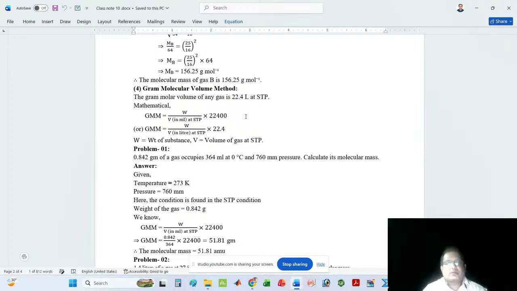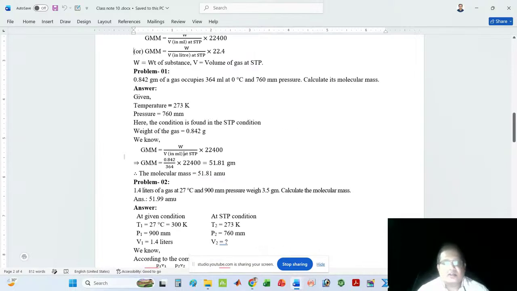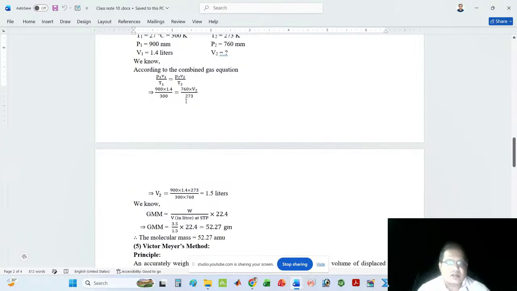You can also apply this formula where the volume is expressed in liter. So here you can write another formula, that is, GMM is equal to W by V in liter at STP, multiplied by 22.4. By applying this formula, I have done some problems in the previous class.